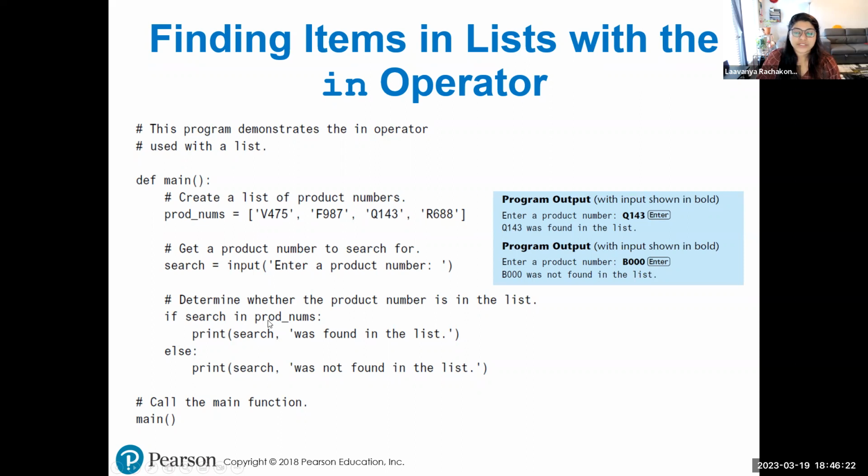Now, if search in product numbers: let's say Q143 is your first case input. If Q143 is in your list, then this entire expression will be true. Is Q143 in the list? It is present in the list. So your output is Q143 was found in the list. Now, if I execute the program again with a different input, in this case B30, as B30 is not in the list, this expression is false. So you will be moving on to the statement that B30 was not found in the list.